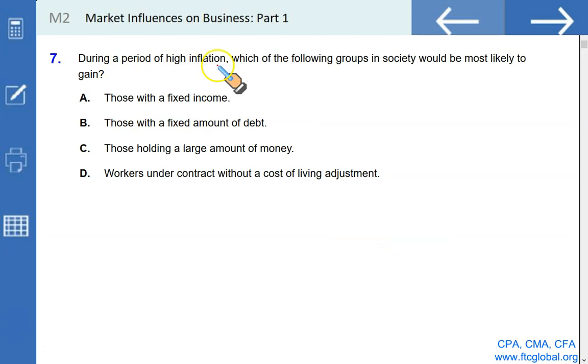During a period of high inflation, which of the following groups in society would be most likely to gain?